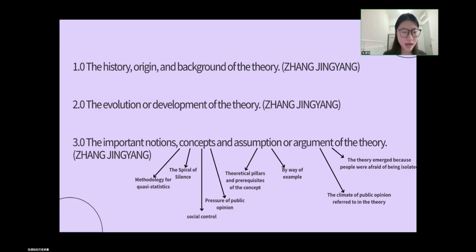The second hypothesis also leads to the two arguments of the spiral of silence theory, which explain that the reason for the emergence of the theory is a fear of isolation and the climate of public opinion mentioned in the theory. Critics of the spiral of silence theory are divided into three areas: the train and the airplane test, the book communication theory, and the criticisms of famous critics.